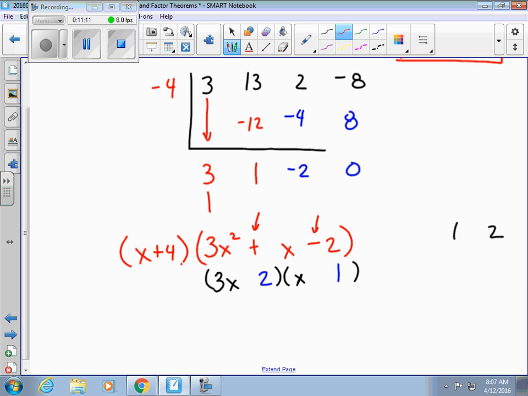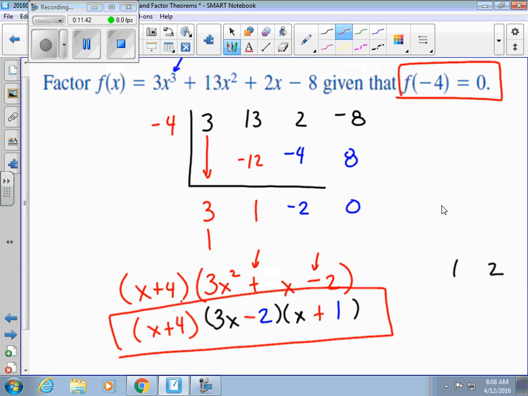3 times 1 gives you a bigger number than 2 times 1 does. So since that's the case, this one is going to get the positive number, plus 1, because 3 times 1 is 3, and negative 2 times 1 is negative 2. And when you combine those, you get 1x, or the b value. So 3x minus 2 and x plus 1. And then it's just this last one, x plus 4.